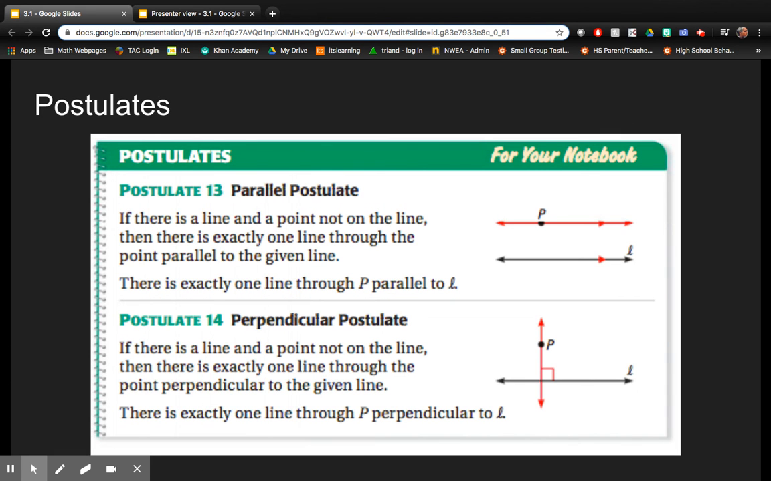Even more specifically, we have a parallel postulate, number 13. It says if there is a line and a point not on the line, there is exactly one line through the point parallel to the given line. And if there is a line and a point not on the line, there is exactly one line through the point perpendicular to that given line. Now would be a good time to pause and take notes.